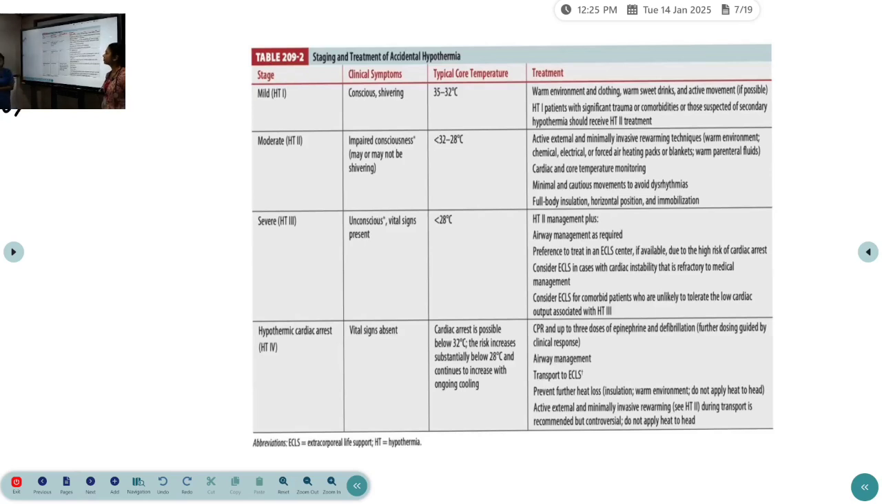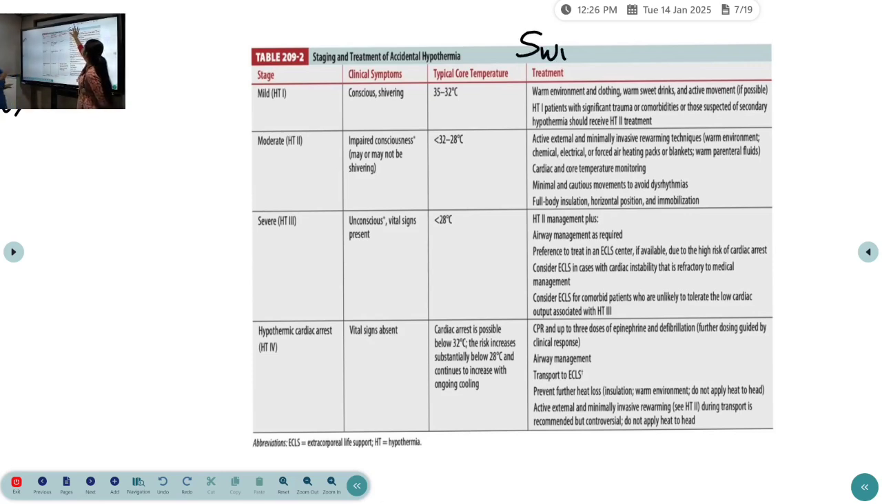Now coming to this, when a patient comes to our ER with hypothermic changes, we have to classify the patient into mild, moderate, severe and hypothermic cardiac arrest. This can also be known as stages 1, 2, 3 and 4. So what is this classification known as? This is the Swiss classification. Oh, okay, you can tell.